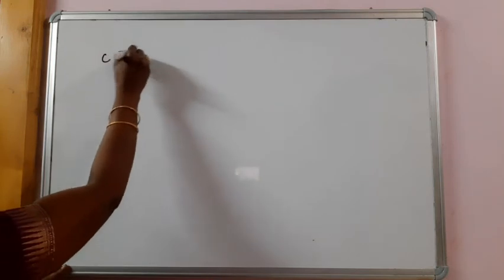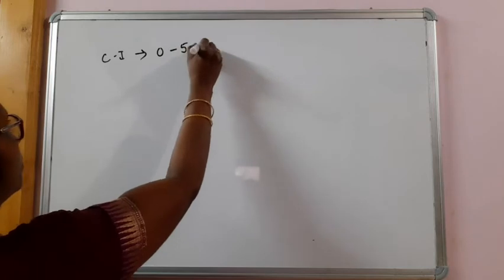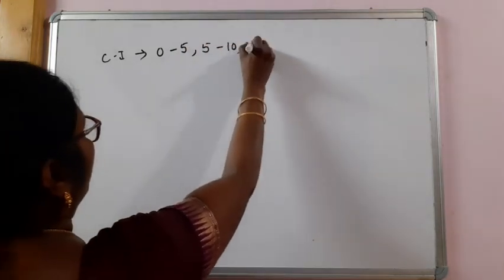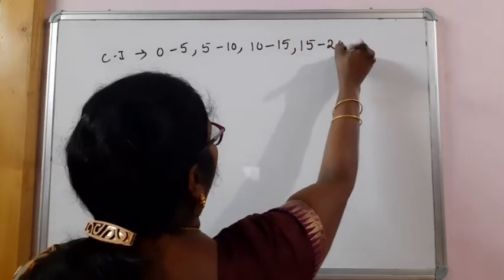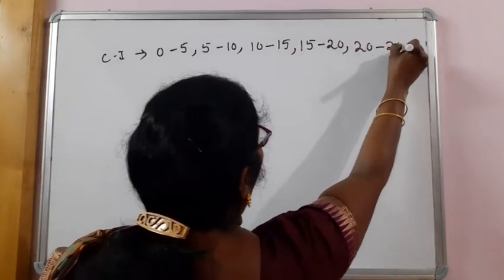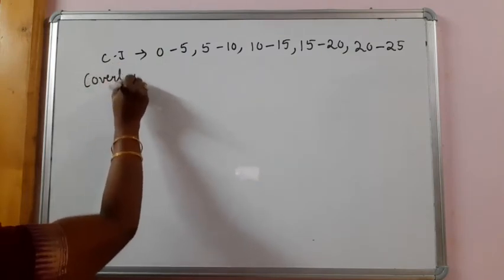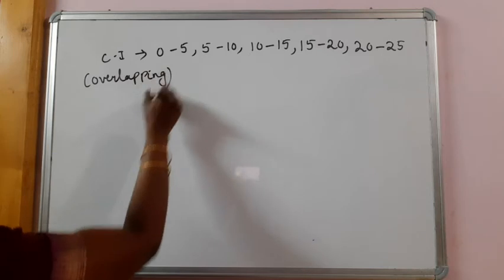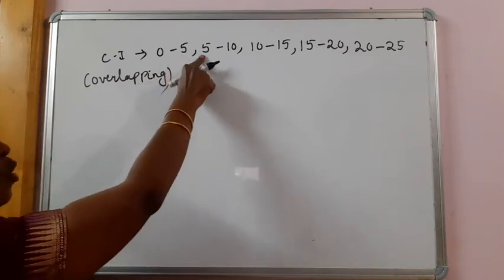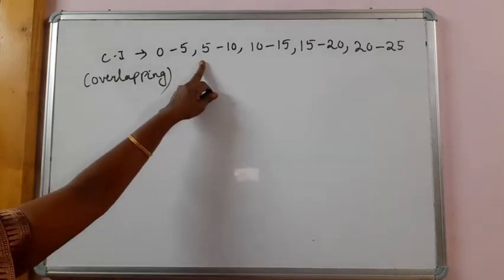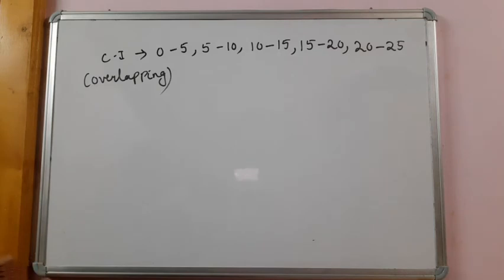If the class intervals are 0 to 5, 5 to 10, 10 to 15, 15 to 20, 20 to 25, these are said to be overlapping class intervals. You can see the upper limit of the first class is 5, and the lower limit of the second class interval is also 5. So these are overlapping class intervals.